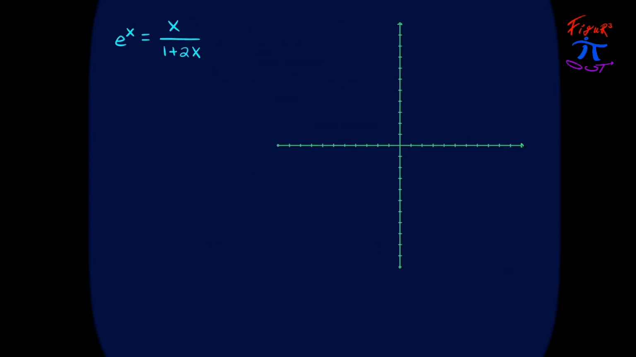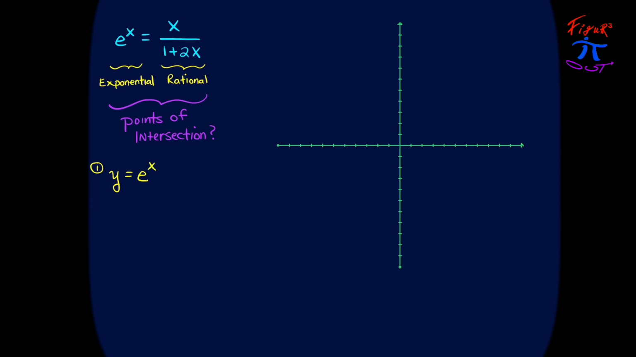Now, we can examine something about the roots without actually finding them. On one side of this equation we have an exponential, and on the other side we have a rational expression. If we were to graph both of these things separately on the same xy plane, we would be looking for the points of intersection to solve this equation.